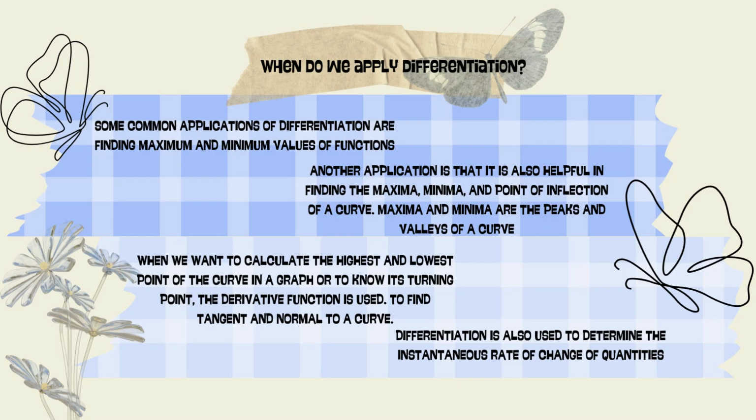Next, I will be explaining about when do we apply differentiation. Some common applications of differentiation are finding the maximum and minimum values of functions. Another application is that it is also helpful in finding the maxima, minima, and the point of inflection of a curve. Maxima and minima are the peaks and valleys of a curve. It can also be used when we want to calculate the highest and lowest point of a curve in a graph or to know its turning point.